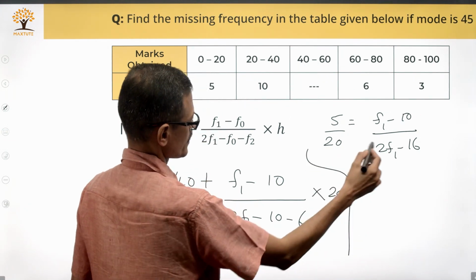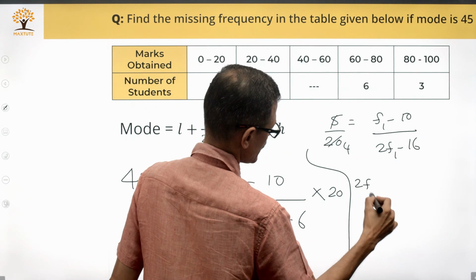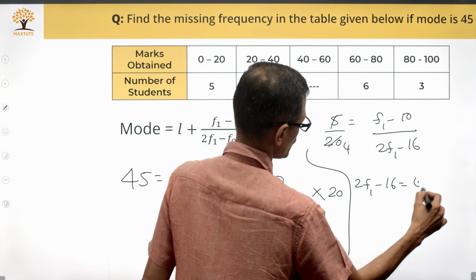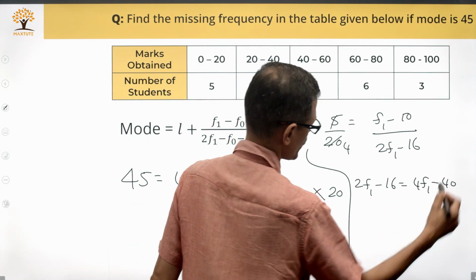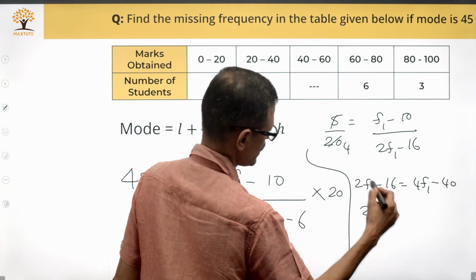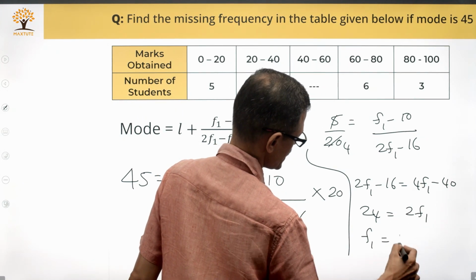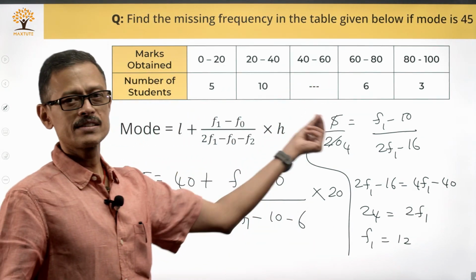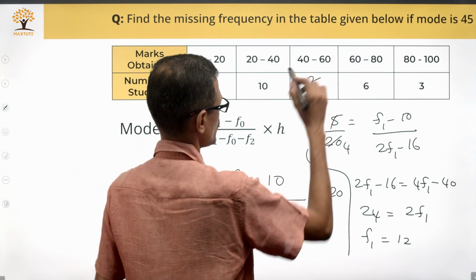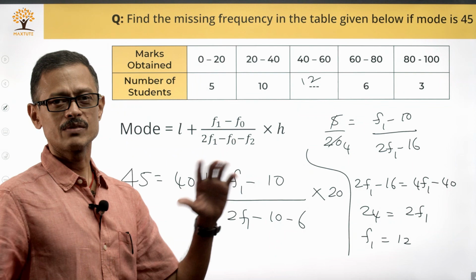Cross multiply and solve for this. So this is going to become 1 by 4. So 2F1 minus 16 is equal to 4F1 minus 40. Take the 40 to the left hand side, which will make it 24, is equal to 4F1 minus 2F1, which is equal to 2F1, or F1 is equal to 12. So the frequency of this class is equal to 12, which is what we are trying to find out, right? Straightforward, if you know the formula and what each of these terms in the formula mean.